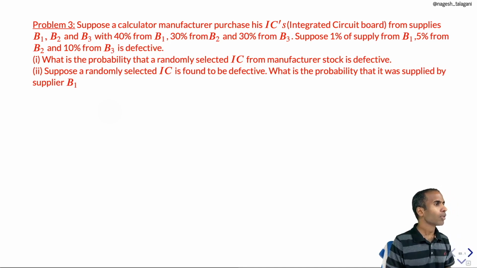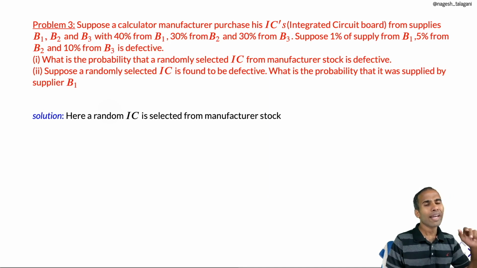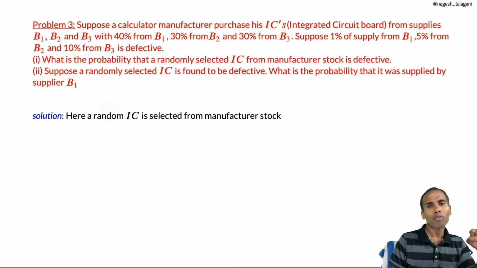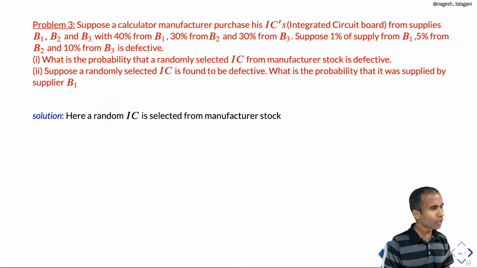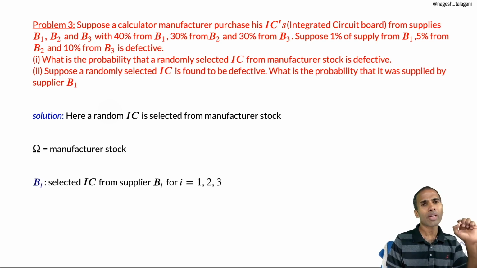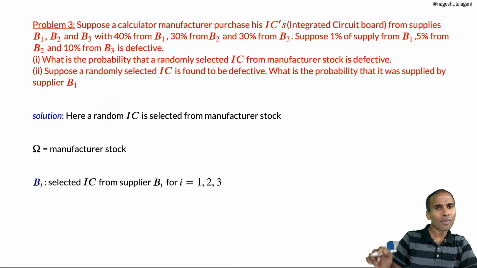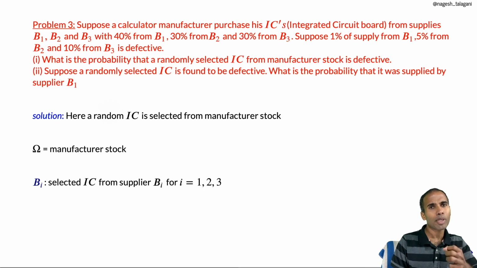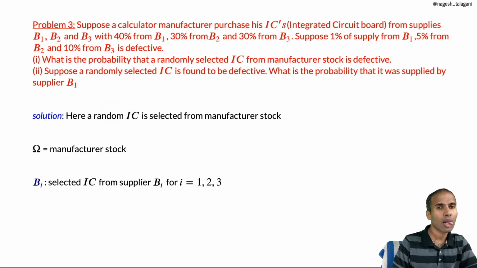Okay, solution. Here, a random IC is selected from manufacturer stock. So the sample space omega is going to be all manufacturer stock. Now let Bi denote the event that the selected IC comes from supplier Bi, for i equal to 1, 2, 3. So we just defined three events B1, B2, B3.